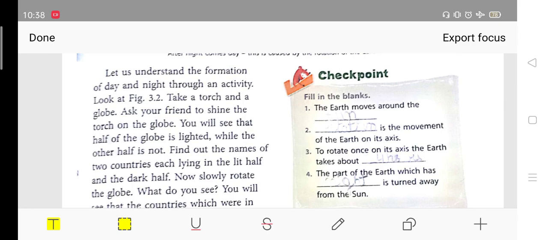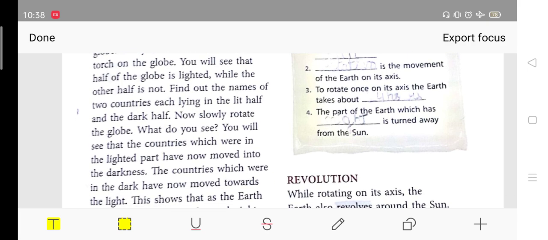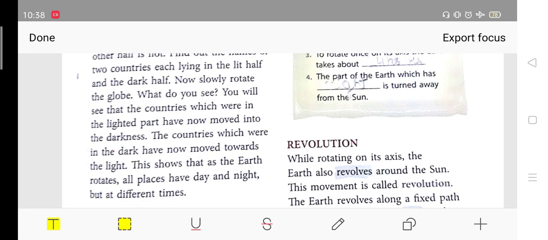Okay. So you will see that half of the globe is lighted while the other half is not. Find out the names of two countries, each lying in its lit half and the dark half. Now slowly rotate the globe. What do you see? You will see that countries which were in the lighted part have now moved into the darkness. The countries which were in the dark have now moved towards the light. This shows that as the earth rotates, all places have day and night, but at a different time.